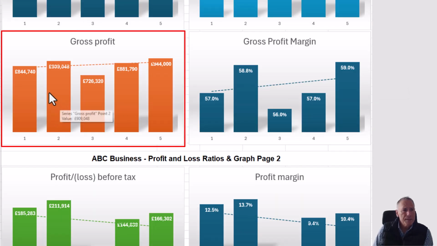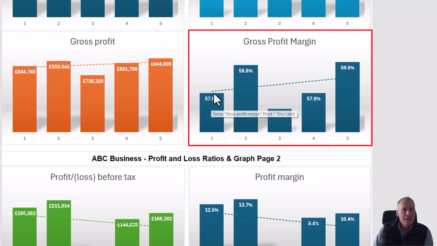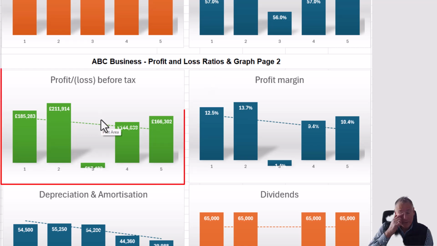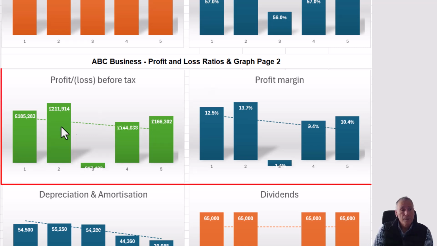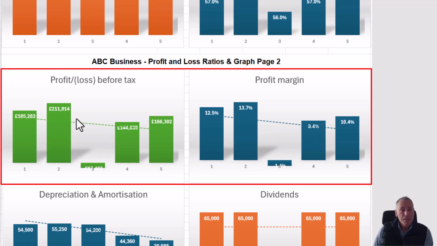You can also see that the gross profit margin is on a slight increase, so it's improving over time. And this is gross profit margin in terms of percentages. So this is the actual amount and this is the percentages. And you've got the same scenario with your profit or loss before tax. So you've got the actual amounts and the margins here. And with this, you can see it's declining.